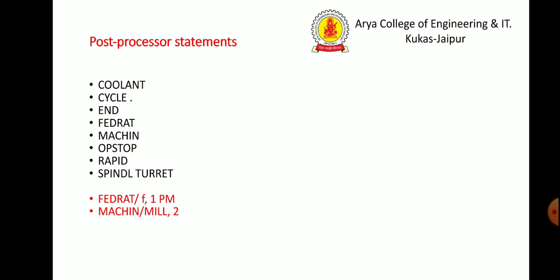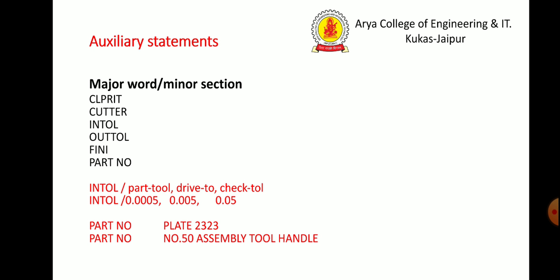Next, auxiliary statements. Auxiliary statements are the last statements, which describe the finish, meaning finishing, part number, internal tolerance, outer tolerance, cutter radius compensation, clear print, etc.